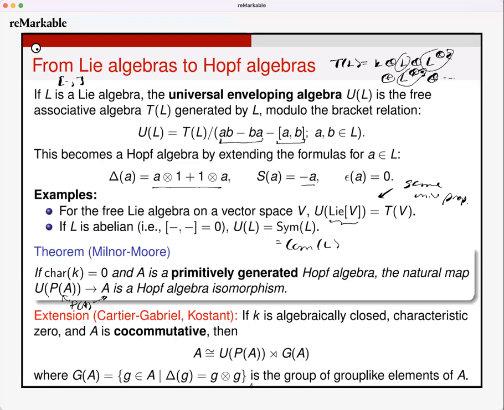So let's just pause to point out that the assumption that it's primitively generated is the same thing as saying this map is surjective, right? That this is sort of the free thing generated by the primitives. And as long as the map is well defined, it will therefore surject onto the subalgebra generated by the primitives, but that's everything. The content of the theorem is that it's also injective. And their proof uses the Poincaré-Birkhoff-Witt theorem.